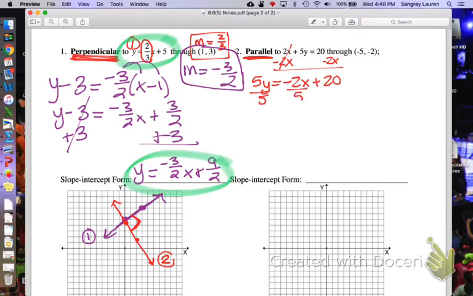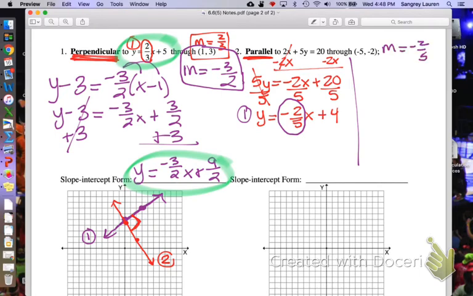Divide everything by 5. So we have y equals negative 2 over 5x plus 4. Now ask yourself, is this line number 1 or line number 2? This is line number 1. We haven't done line number 2 yet. So we need to steal the slope from line number 1. So the slope is negative 2 over 5. Since we want a parallel line, we are going to use the exact same slope. We don't have to change it this time.